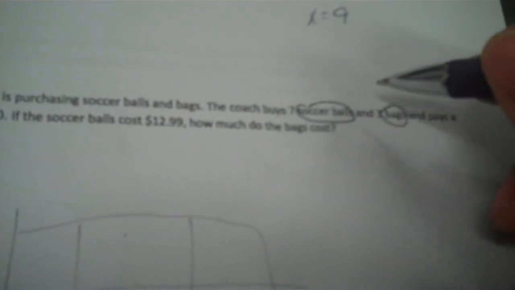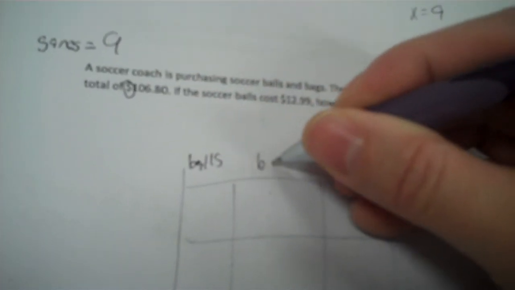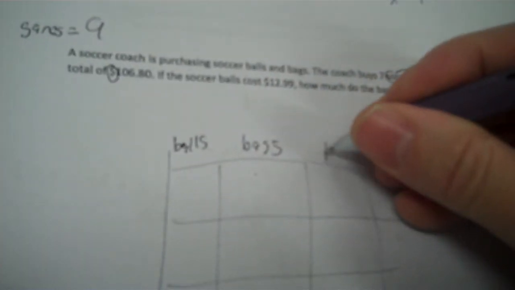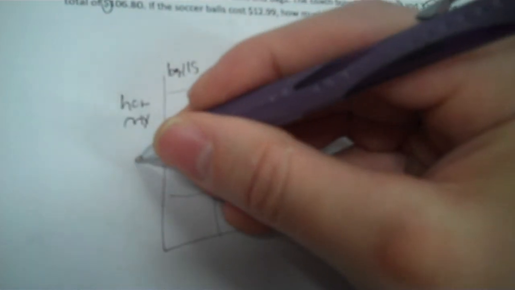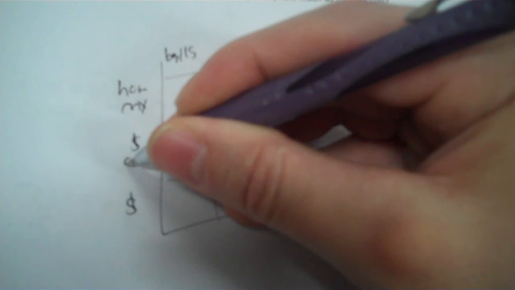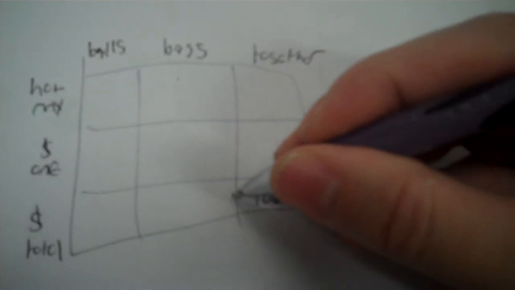Okay, so the two things you're buying are the balls and the bags. You don't want to put B and B, then you get confused. And then together. Then, how many? Money and money, the money for one and the money total. Now first, what's your money total? $106.80. It's the highest money you got in the problem, equals. I'm going to cross that out because I placed that.